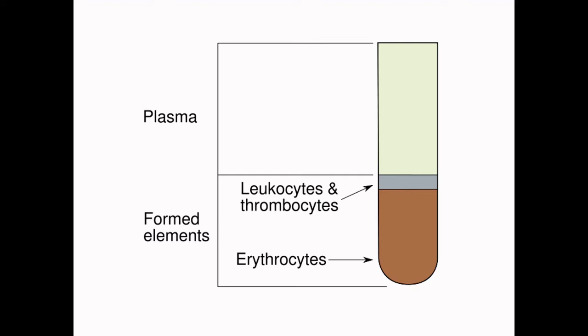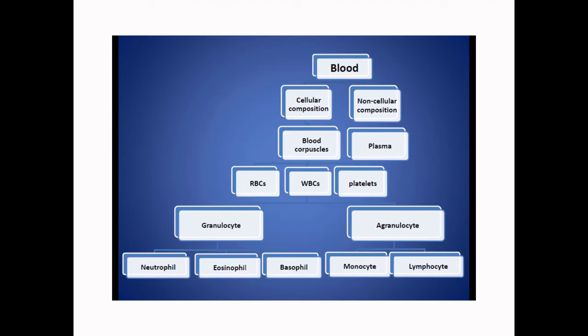Now we will see in detail how many cells there are and what the different compositions of blood are. Blood can be divided into cellular composition and non-cellular composition. Cellular composition consists of all the cells which are present in blood, and non-cellular composition is that part of the blood which is devoid of cells. Cellular composition consists of blood corpuscles, and non-cellular composition consists of plasma.